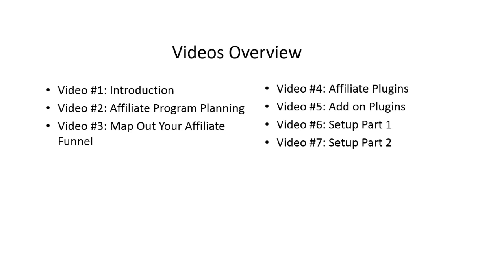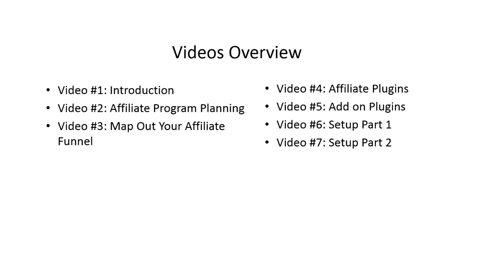Video number 4, we're going to talk about the different affiliate WordPress plugins that are out there and that are available to you. And of course, video number 5, we'll talk about add-on plugins. So in other words, besides the core affiliate program that should be able to track everything so that your affiliates can send prospects to your site and then they get credited. Besides that core, there's a lot of different features that you can add on. And we'll talk more about that in that particular video.